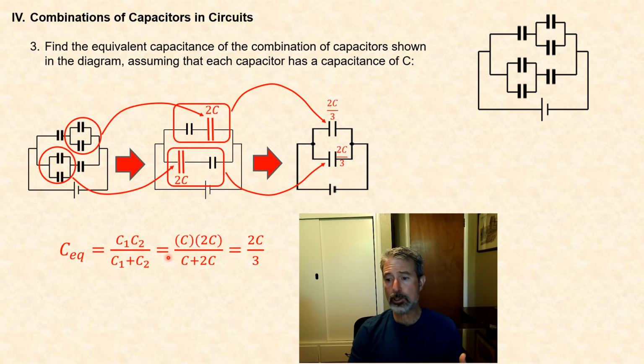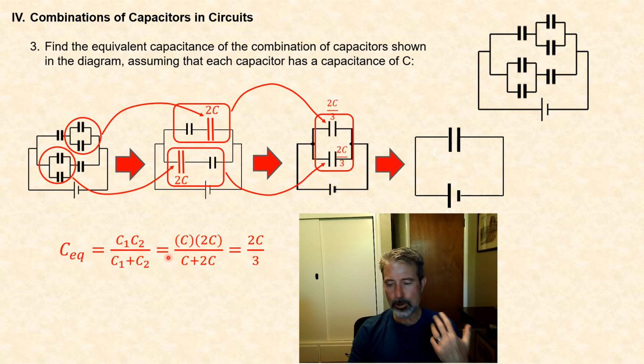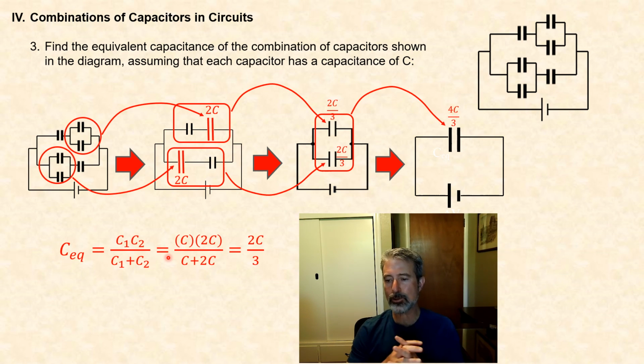So I've now reduced a 6 capacitor circuit to a 2 capacitor circuit. Notice here that these two capacitors are in parallel, so I can now reduce the combination of two to a single capacitor by using this concept of equivalent capacitance, where we simply add the capacitances. 2/3 C plus 2/3 C is 4/3 C. So this is the equivalent capacitance of the entire combination of 6 capacitors.